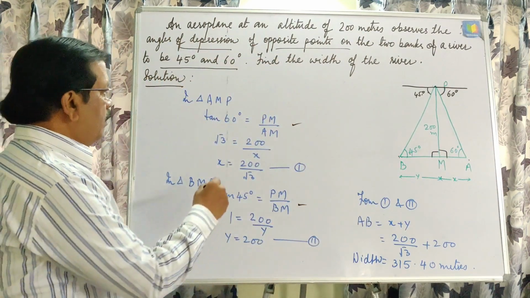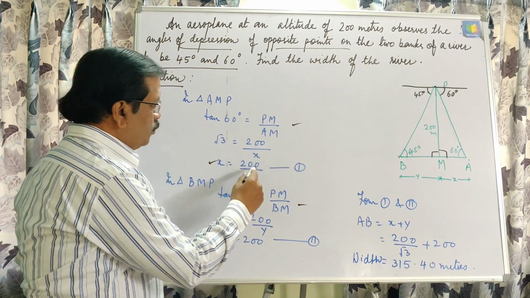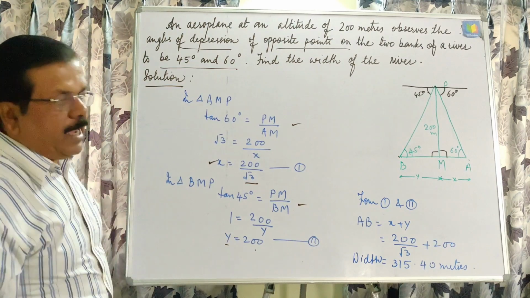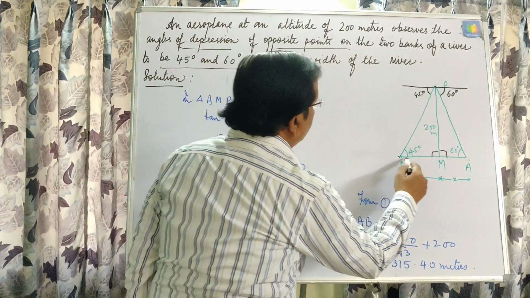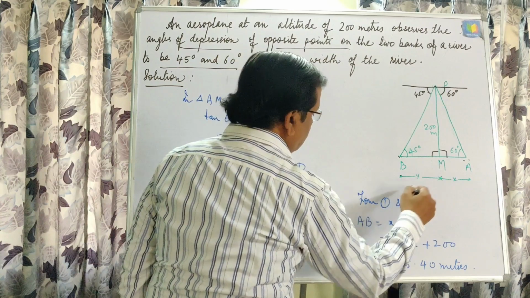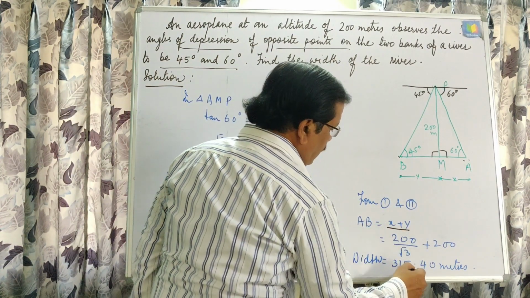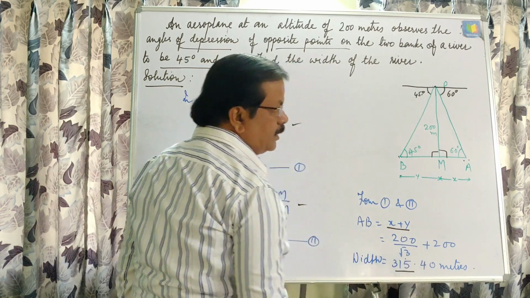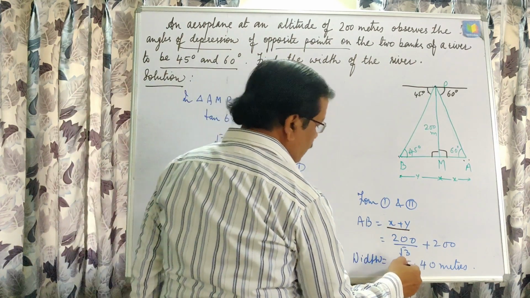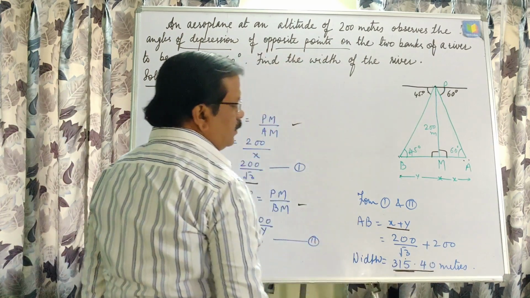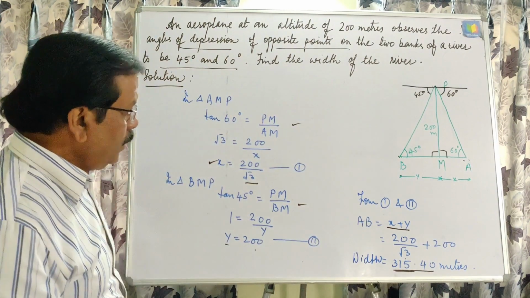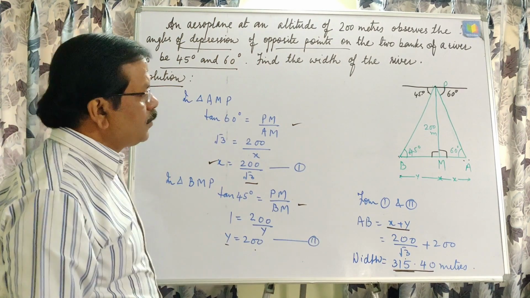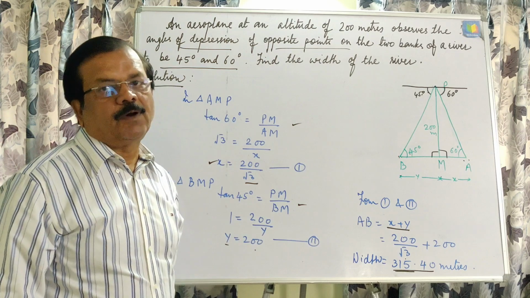Now substituting the values, we are getting x is equal to 200 upon root 3 and y is equal to 200 meter. And so the width of this river will be x plus y. So x plus y, after solving this, dividing this 200 by root 3, that is 1.732, we are getting ultimately the width of the river 315.40 meter. Okay, this is all about this question. Now in the next question you will see another type of figure.